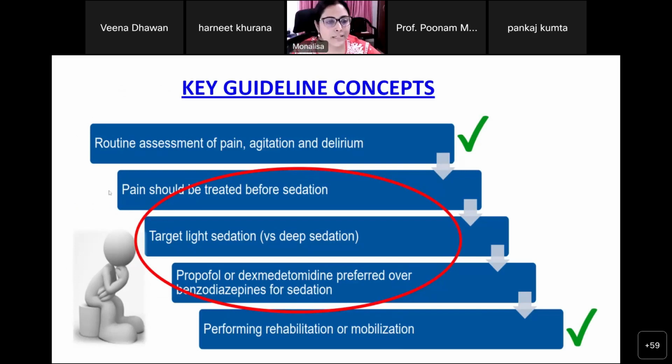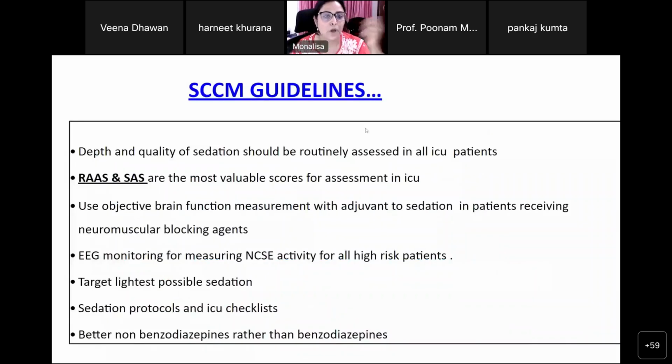Now, what does the guideline say? So let's see. Routine assessment of pain, agitation, and delirium is extremely important in your ICU patients. Pain should be treated before sedation. Target light sedation versus deep sedation. Propofol or dexmedetomidine is preferred over benzodiazepines for sedation, and perform rehabilitation, mobilization, and daily sedation interruption. So these are the key guideline concepts which you need to remember when you treat your patients on ECMO and consider analgesia and sedation. What do the SCCM guidelines say?